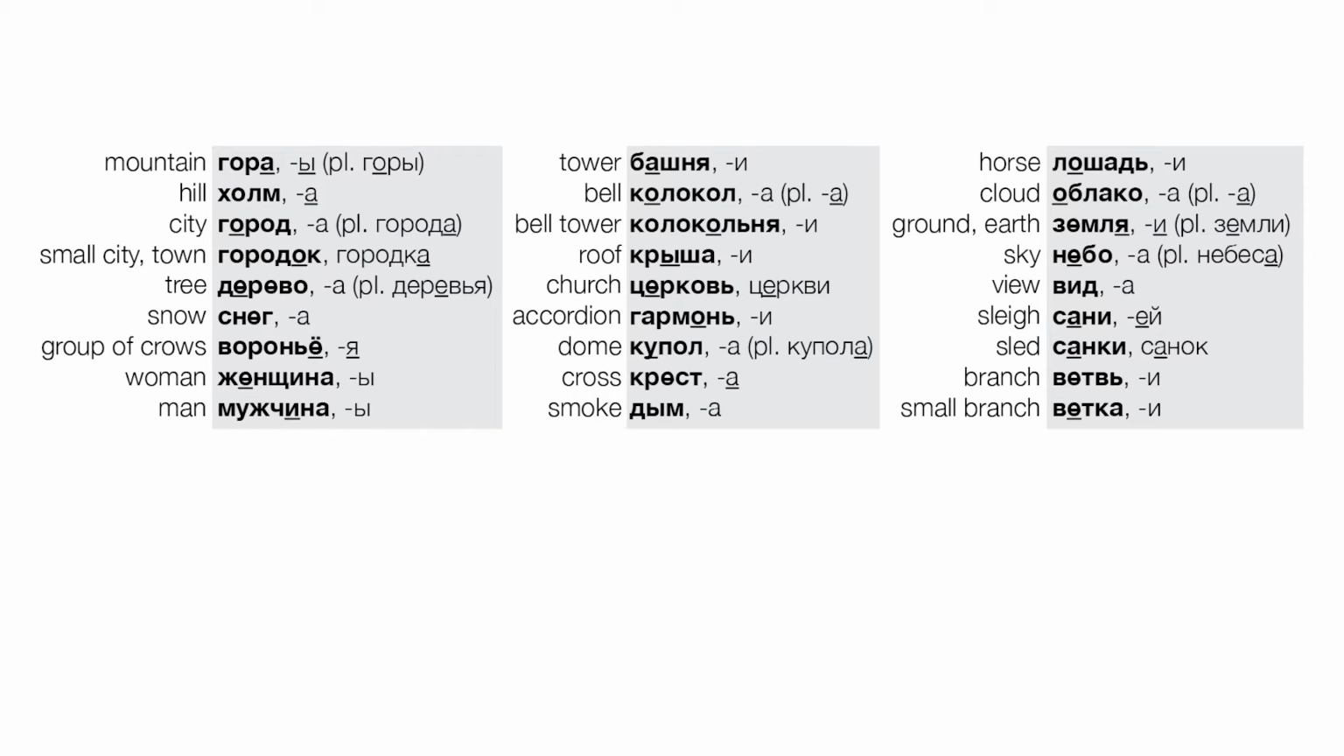The diminutive of a sleigh is sanki, a sled, right? A small sleigh, also plural only, genitive plural, sanok. A branch, vetv. Okay, that's a feminine noun, right? We see the soft sign ending there. And a diminutive of that, vetka, hard feminine.